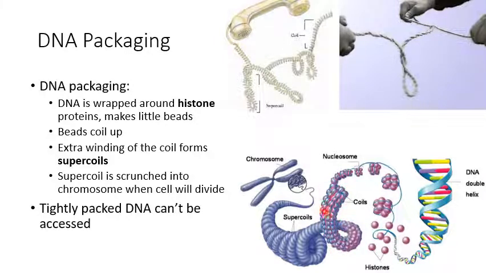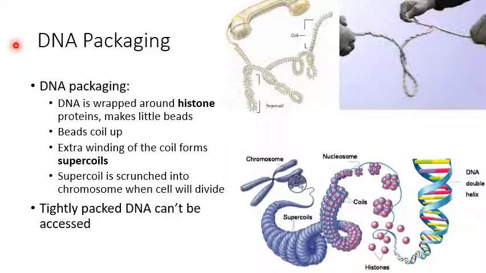Once you get these beads on a string coiled up to form this really tight coil, you're going to continue coiling it, and you coil it so much that you end up having supercoils. A supercoil is what happens when you coil something up as much as it can coil, and then you continue to coil it.